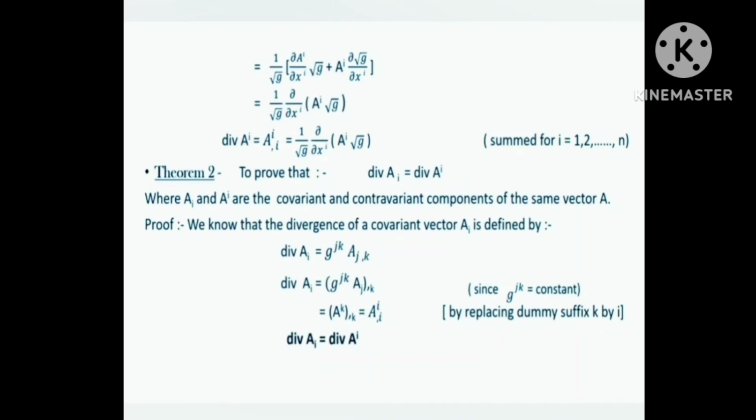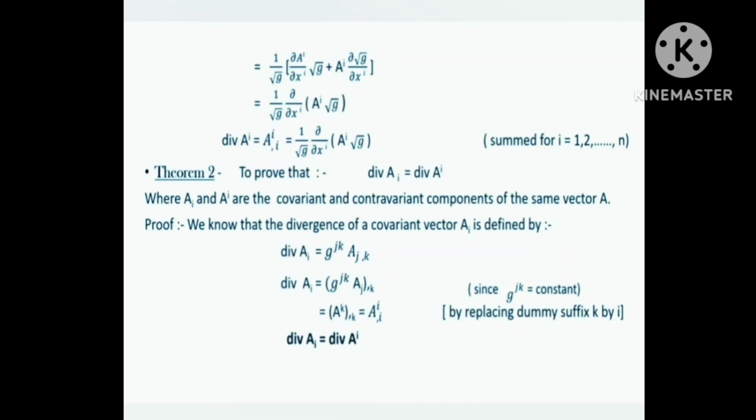Divergence A^I is equal to A^I_I, which is equal to 1 upon root g del upon del x^I of A^I root g, where I is equal to 1 up to n. Now there is theorem 2, in which we have to prove that divergence of A_i is equal to divergence of A^I, where A_i and A^I are the covariant and contravariant components of the same vector A.